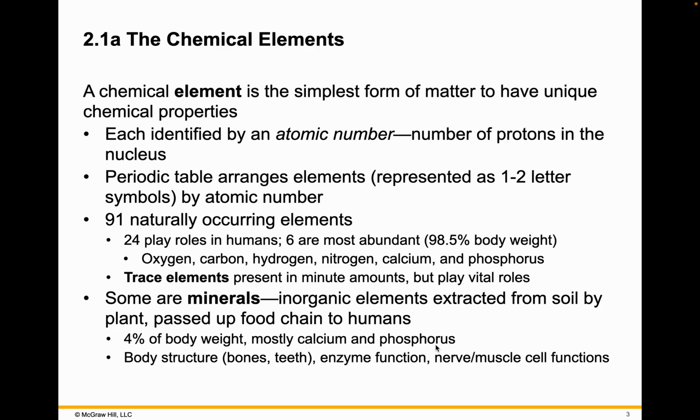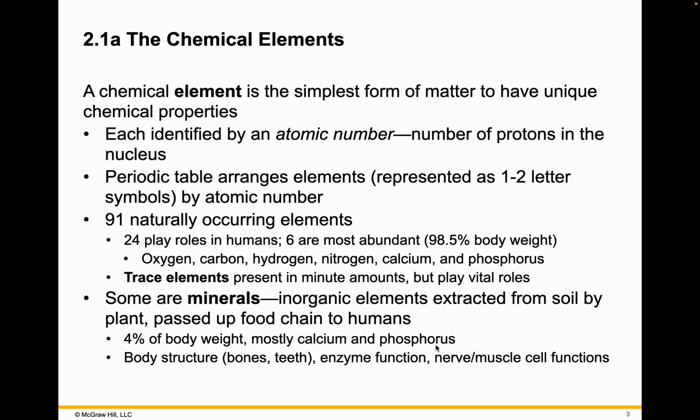So a chemical element is the simplest form of matter that has unique chemical properties. It's identified by an atomic number, which is the number of protons in the nucleus. They are organized on the periodic table of elements. They either have a 1 or 2 letter symbol. And if they have a 2-letter symbol, the second letter is always lowercase, the first letter uppercase. And their number is also on there.